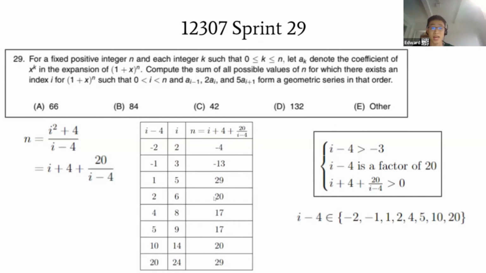And we know that n and I both have to be positive integers. So the only values for n are 17, 20, and 29, which have a sum of 66. So that is our final answer.